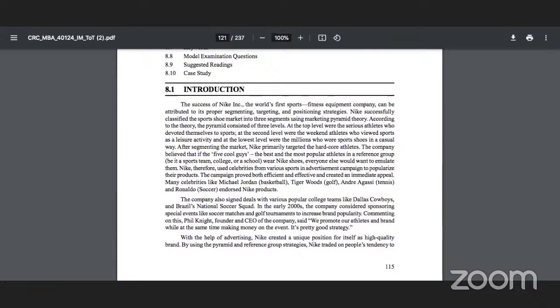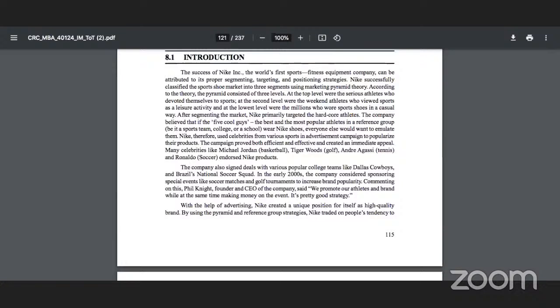So Nike therefore used celebrities from various sports in advertisement campaigns to popularize their products. They didn't restrict themselves to just soccer or basketball or tennis. They went all out. So we have people like Michael Jordan from basketball, Tiger Woods from golf, Andre Agassi from tennis, and Ronaldo from soccer endorsing their products. And today we have a lot of new athletes who are equally popular and who are also endorsing Nike, whether in the domestic market or international market.